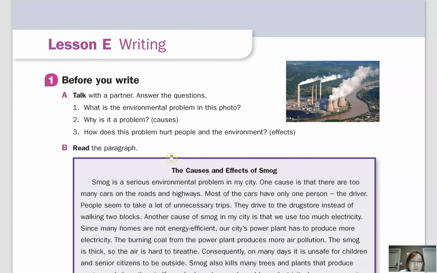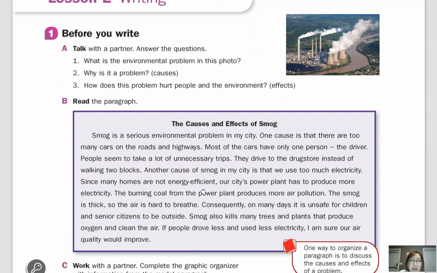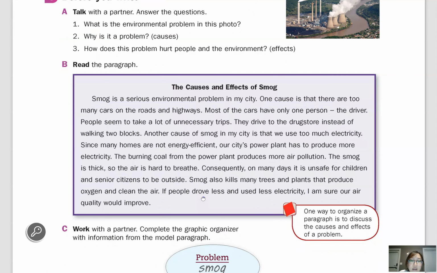Okay, so now let's take a look at the paragraph. The causes and effects of smog. Smog is a serious environmental problem in my city. One cause is that there are too many cars on the roads and highways. Most of the cars have only one person, the driver. People seem to take a lot of unnecessary trips. They drive to the drugstore instead of walking 2 blocks.